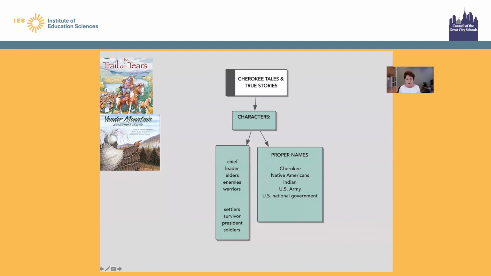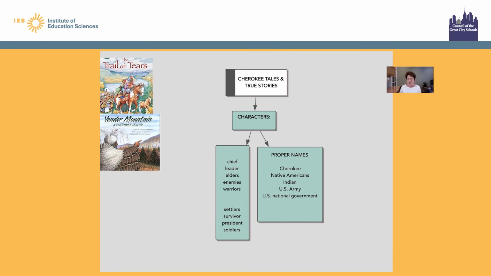So remember, I told you that in Trail of Tears and Yonder Mountain, 8 words were picked for these 2 texts, but there were an enormous number of words that we know from applying research principles. We know a lot about the kinds of words that are hard for students who aren't very proficient readers. Words like enemies and survivor, words that have multiple syllables, and that often, like a word like elders, might not be in their oral reading.